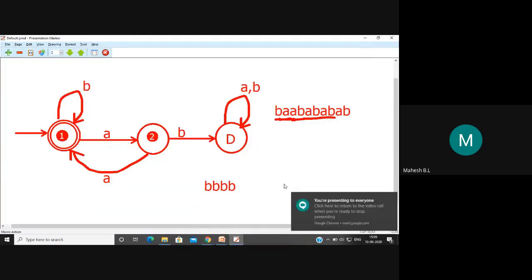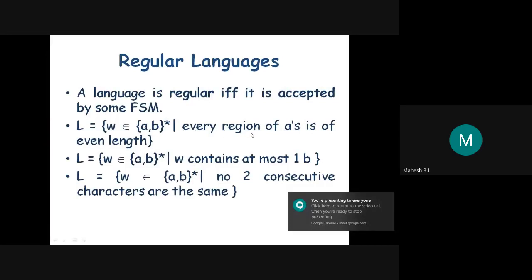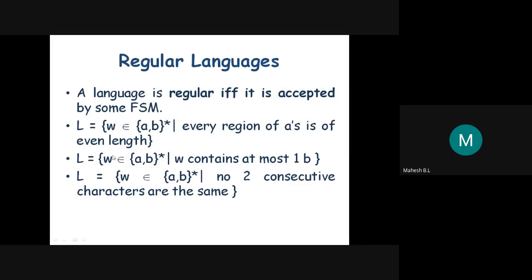So this is the DFSM for the language where every region is of even length. Now try to design a DFSM for this language, that is, W contains at most one B, where W belongs to {A, B}*. Can you design a DFSM for this language? All of you try.